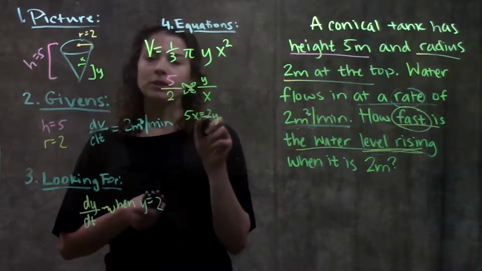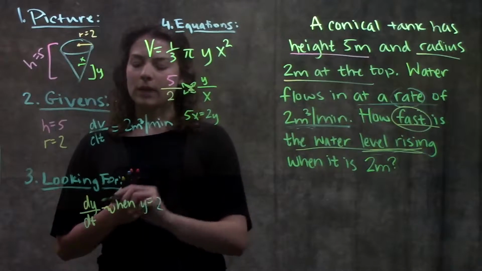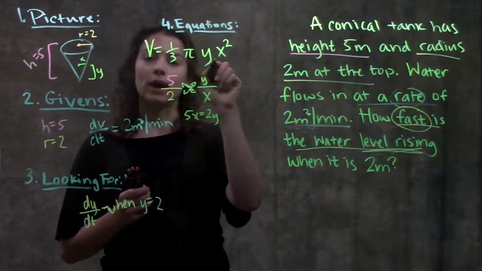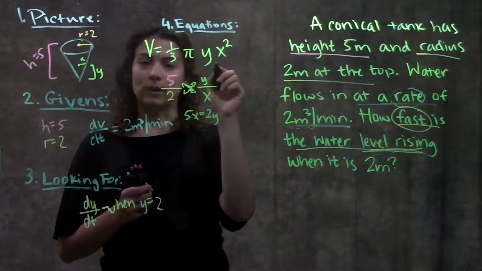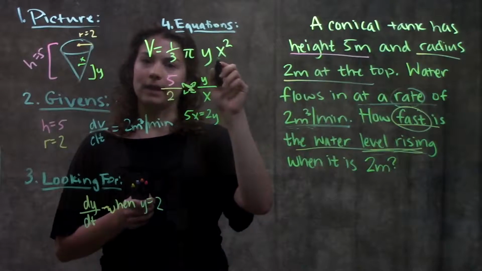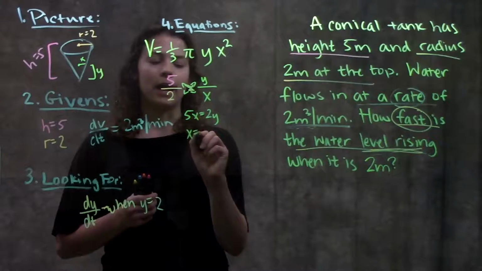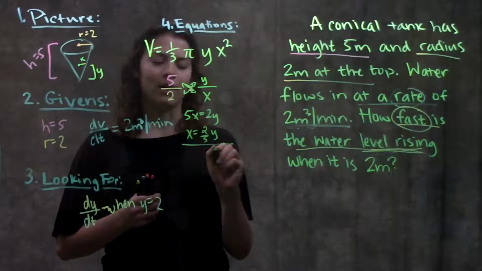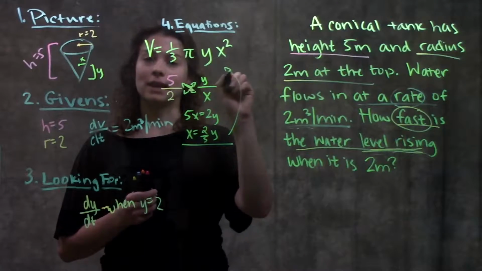Okay, when I'm deciding which variable to solve for, remember what they're asking for is dy over dt. So that means I still need to have y's in this equation when I take the derivative. So I'm going to solve for x in terms of y and then plug it into here. When I solve for x, I get x is equal to 2/5 y. All right, have this value for x, plug it in here.